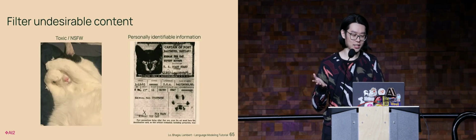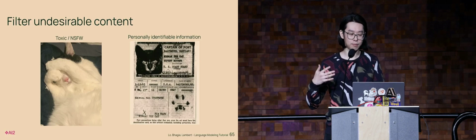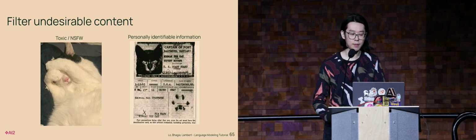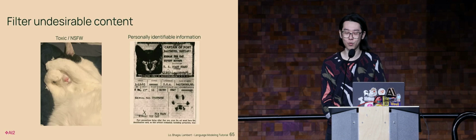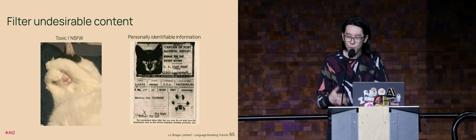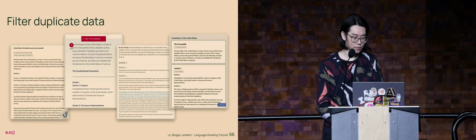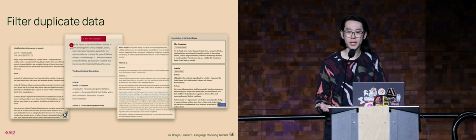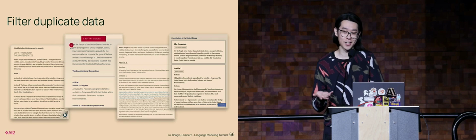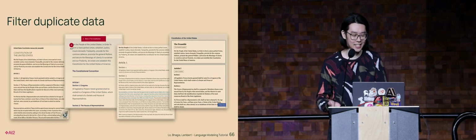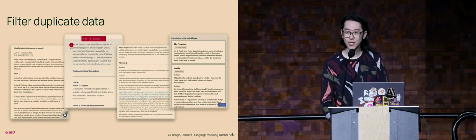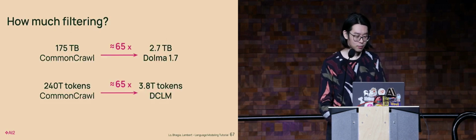Or undesirable content. There's a lot of toxic content on the web, not safe for work content on the web. There's a lot of very, very private information that you can find in your web crawls or in your downloaded documents. Probably you might want to filter this out. And also this idea of duplicates. How many copies of the US Constitution do you really need in your pre-training data? You can find this everywhere. So, make the most use of your tokens, train on new data.